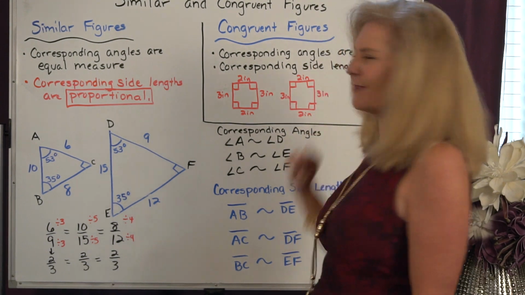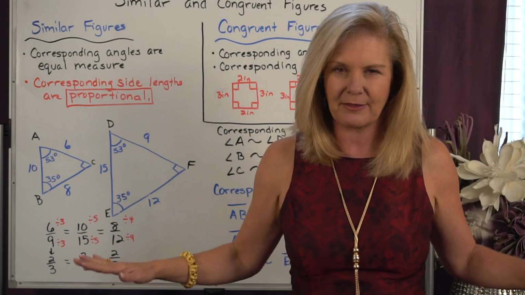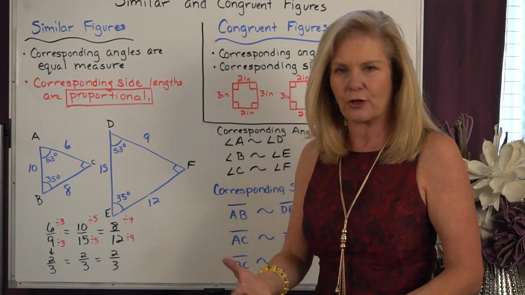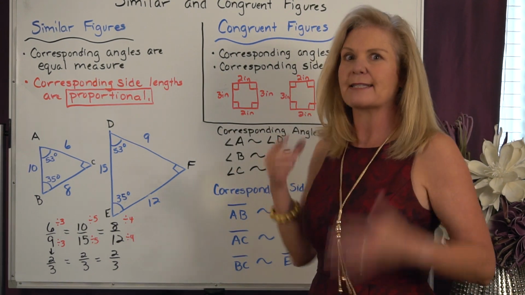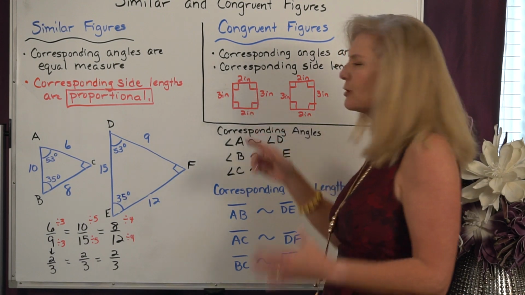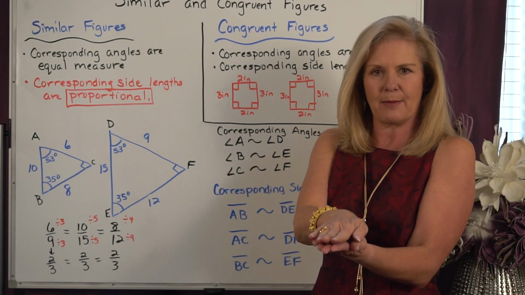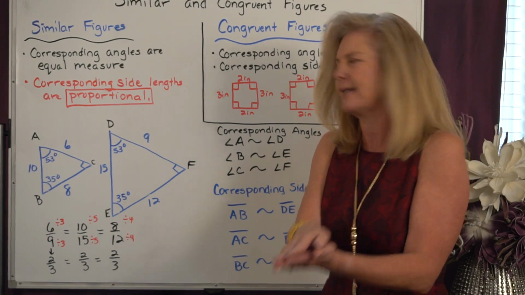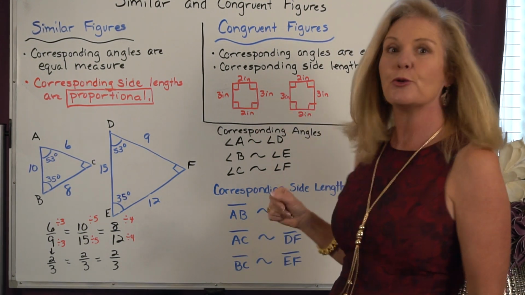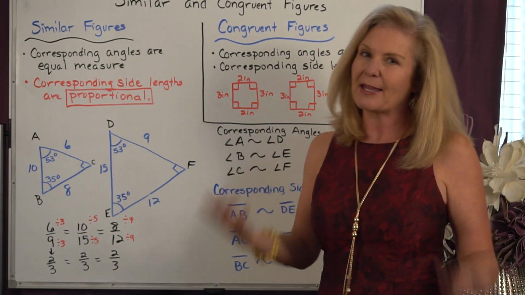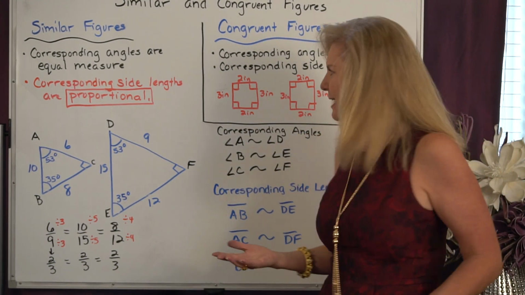Now, congruent figures, everything about them is the same. So their corresponding angles are identical. Their corresponding side lengths are identical. They literally are the same shape and the same size. You could put one on top of the other and they would fit perfectly. So these would be two congruent figures. Now, these are easy to work with because mathematically they're absolutely identical.